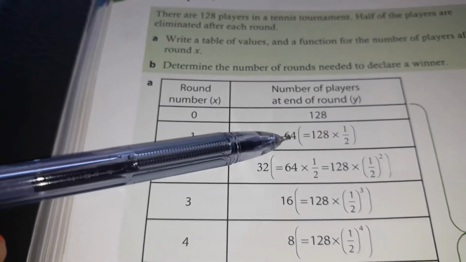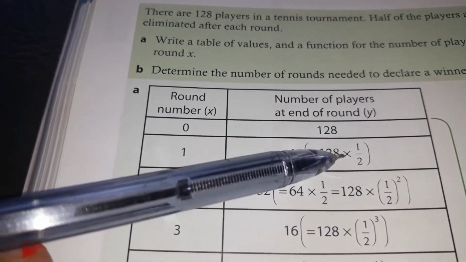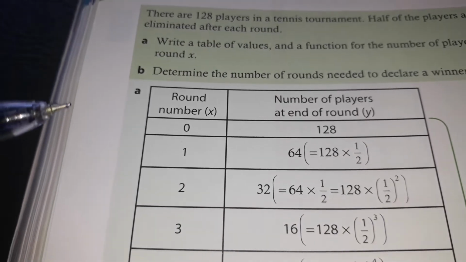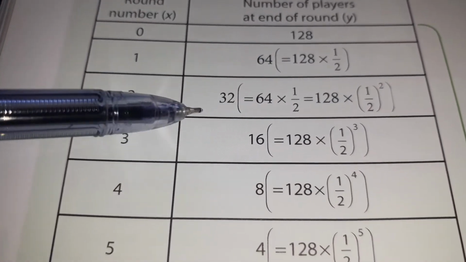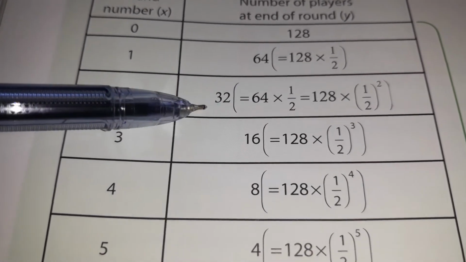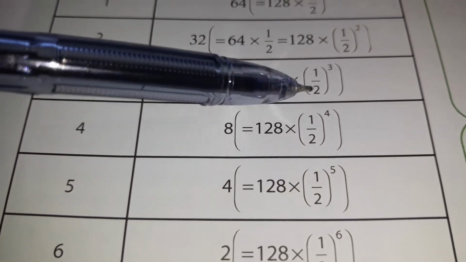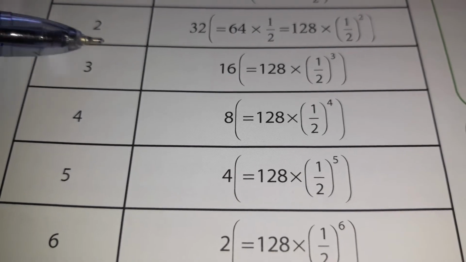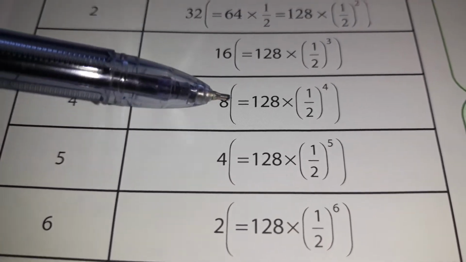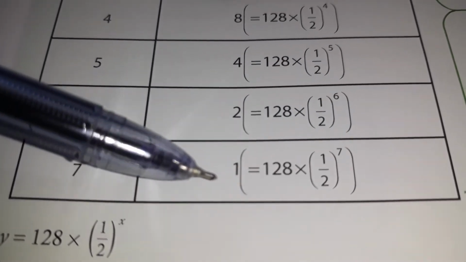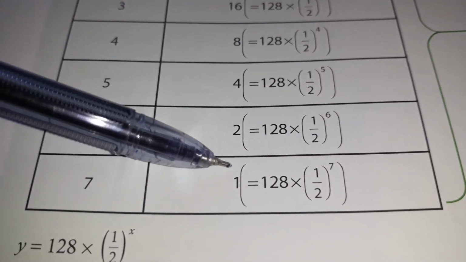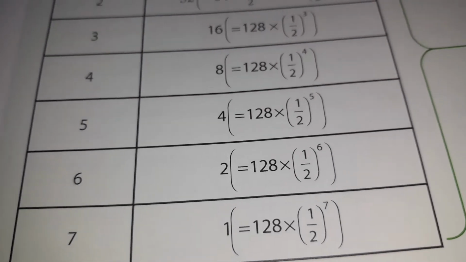And then 128, that's my value for a, times half to the power of 1. And then in the second round, half to the power of 2. You will be left with 32 players. In the third round, half to the power of 3. The value of x is 3, and then so on. In the seventh round, you will see there's only one player left, right, in the seventh round.